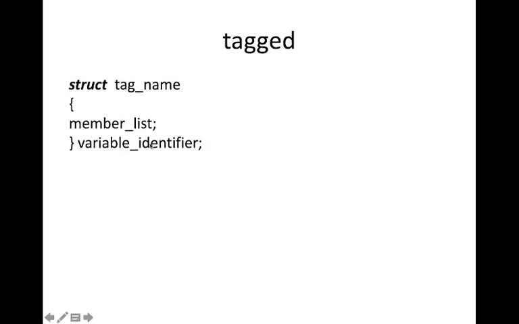Then the second method is the tagged structure. In a tagged structure, we will use the tag name also. We will give a name to it. Then we can have the member list and variable identifiers. You can have any number of structure variables here. So this is an example. It is the same thing.